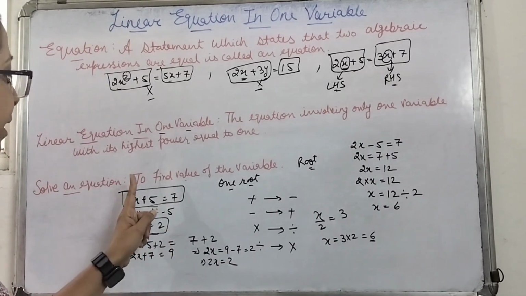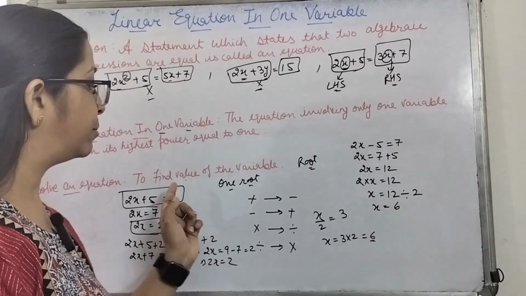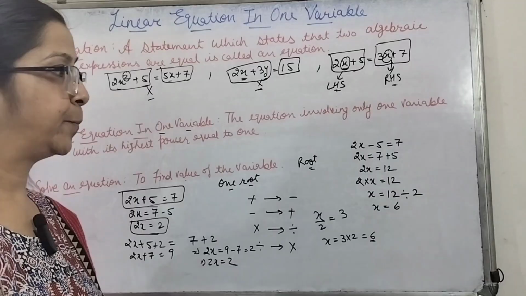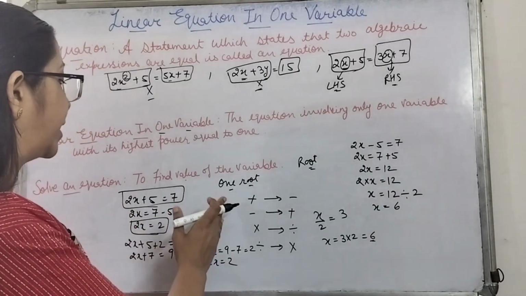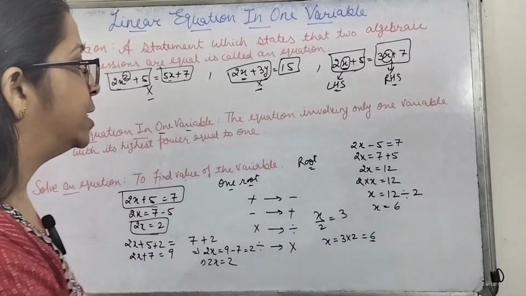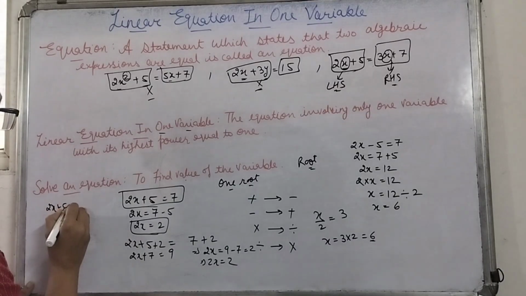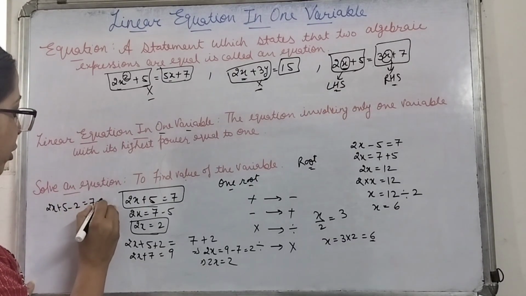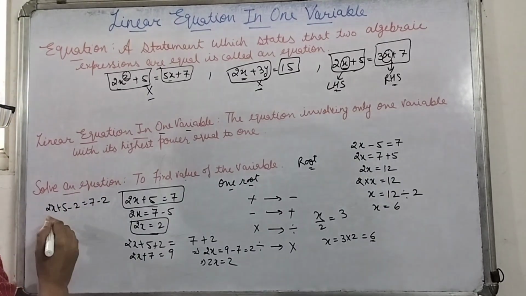So if we add any number in the left hand side and the same number in the right hand side, then the equation remains unaltered. Similarly, if we subtract the same number in both the directions, then also our equation remains unaltered. Suppose I take the same example, 2x plus 5. Now I subtract 2 from the LHS and from the RHS also. Then also your equation will remain the same.